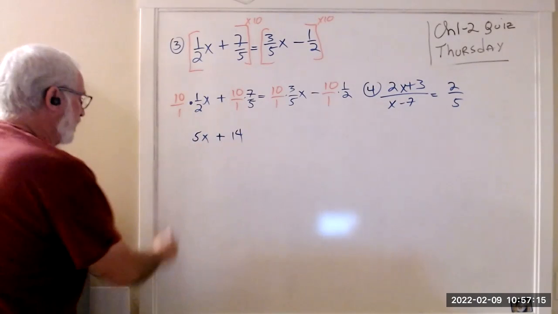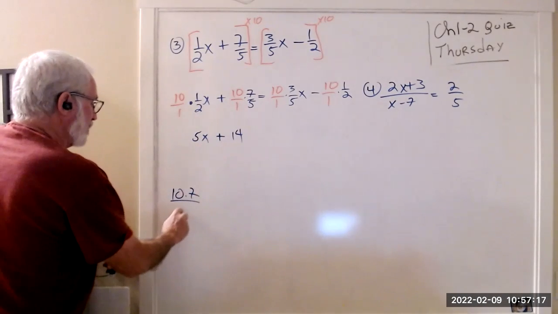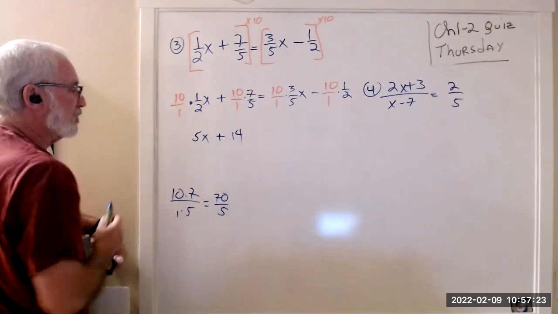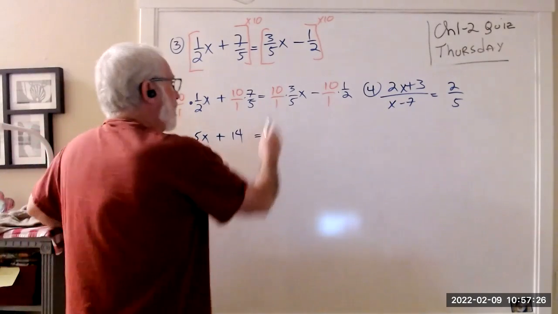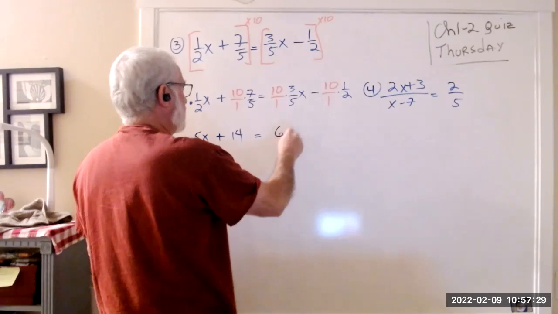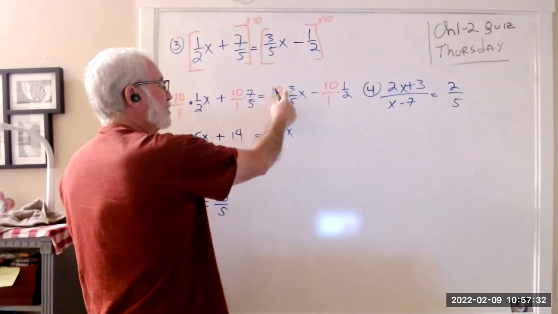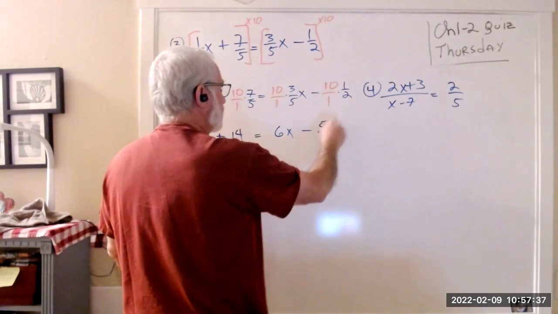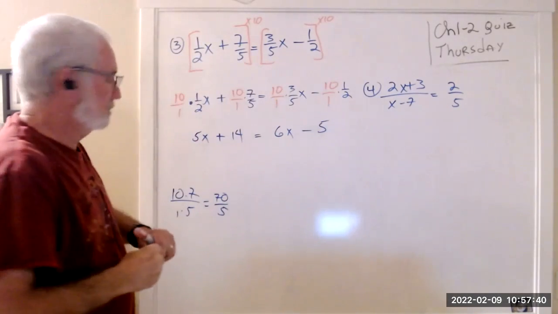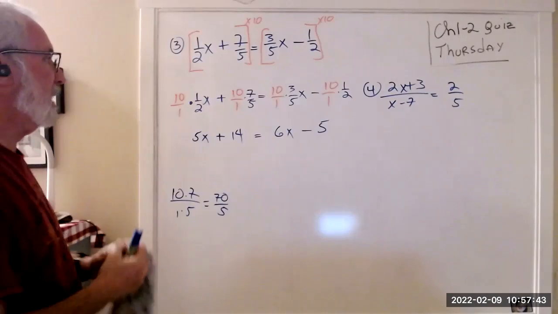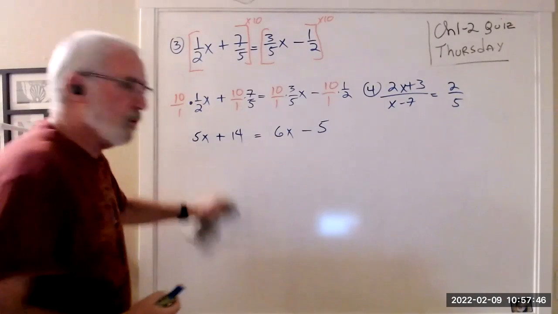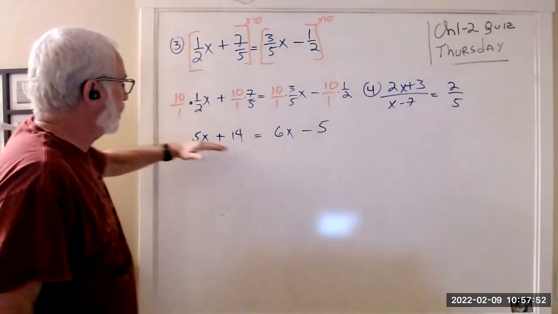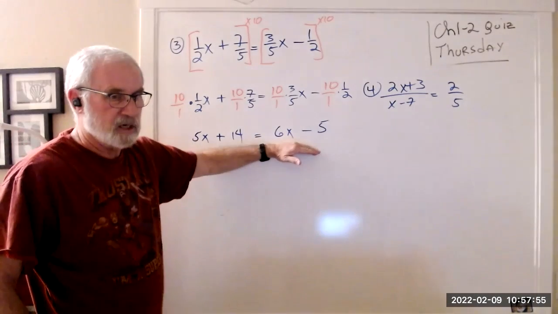Again, on your calculator, 10 times 7 over 1 times 5, that's 70 divided by 5, and it reduces to 14. Equals, over here, this becomes 6x. 10 times 3 is 30, divided by 5 is 6, minus, this is 5. Any questions about what I've done? Where did I get the 10 from? How did I distribute it? And where did all these nice, pretty numbers come from? Any questions on that?